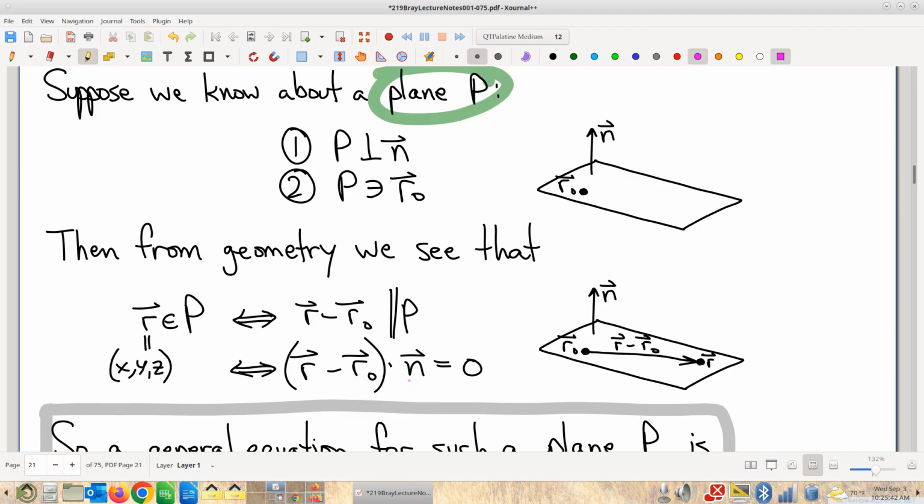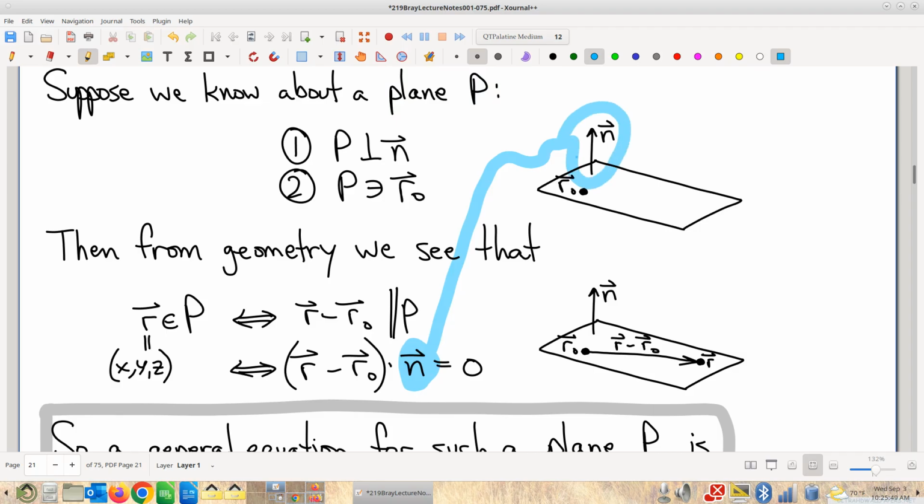So let's just ask, which of these vectors could be 0, and what do we feel about that? This normal vector? Can that be the 0 vector? No. Its job is to point in a direction to help me understand how the plane is sort of oriented in space. So that's never going to be the 0 vector.